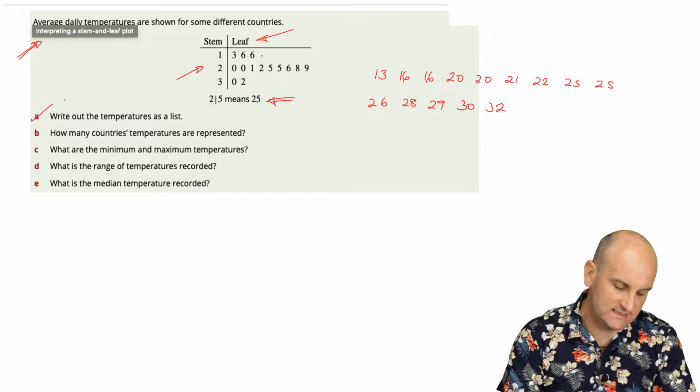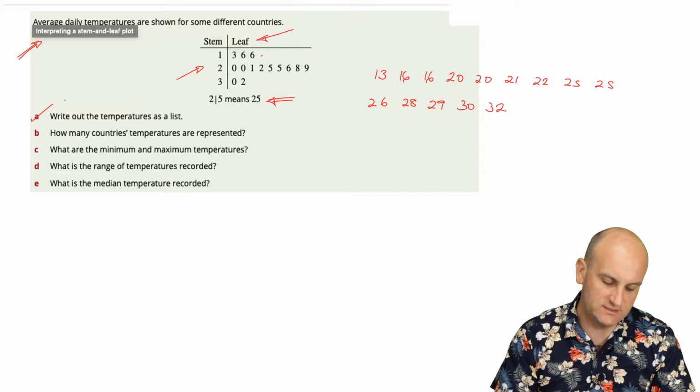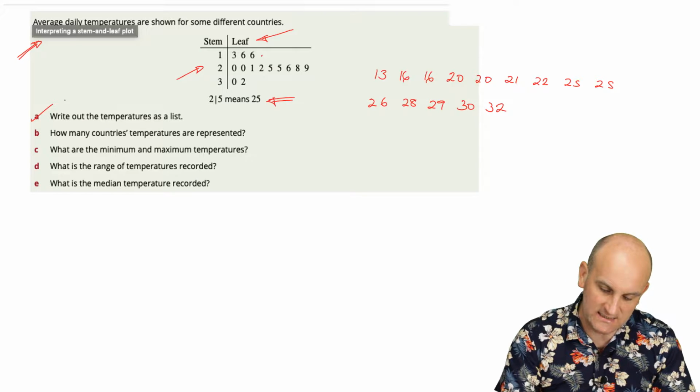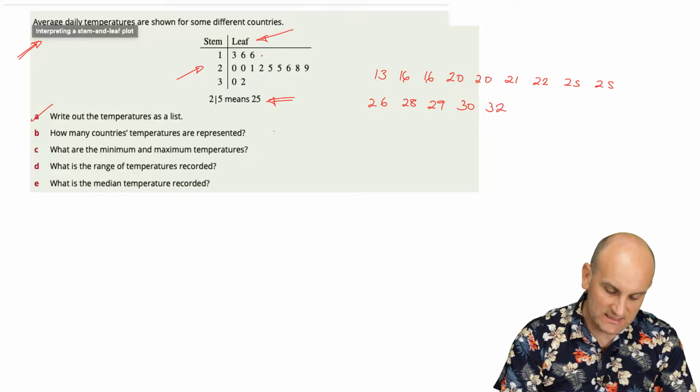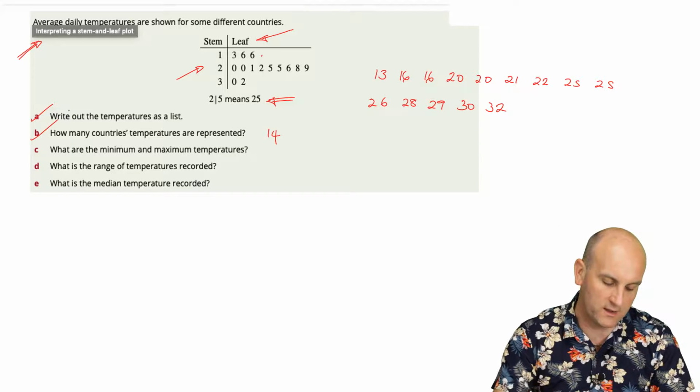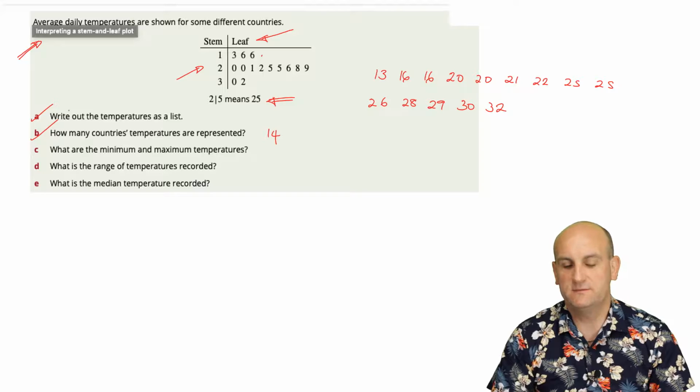So we've done A. That was easy. We got a mark for that. How many countries' temperatures are represented? Well, we just counted them. I think I said there was 14. 2, 4, 6, 8, 10, 12, 14. So nice and easy. They're just asking you how many numbers were in that stem and leaf diagram. Tick, 1 mark.